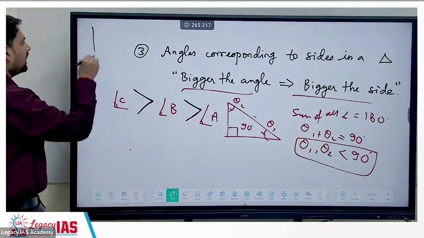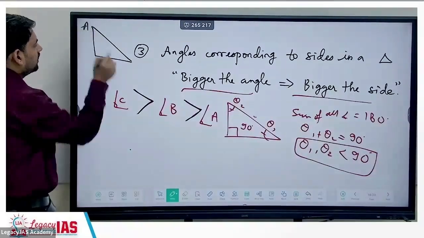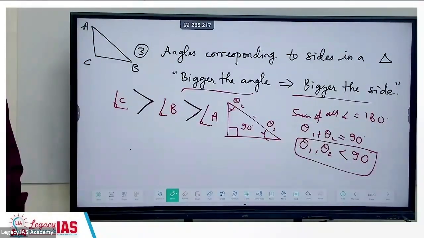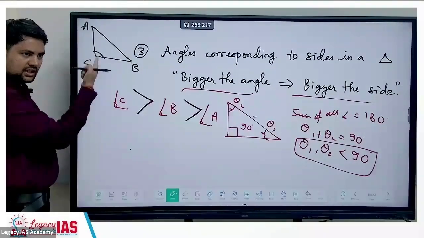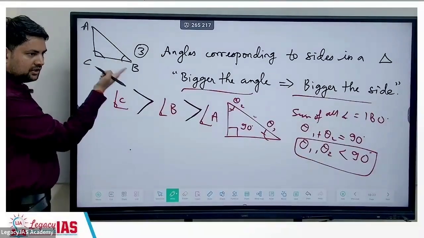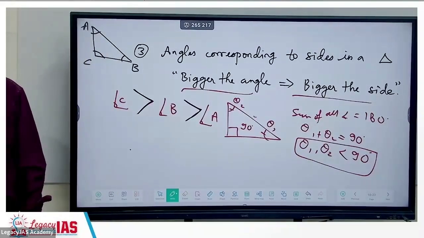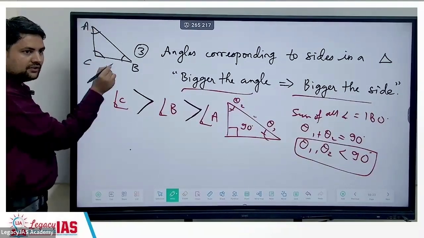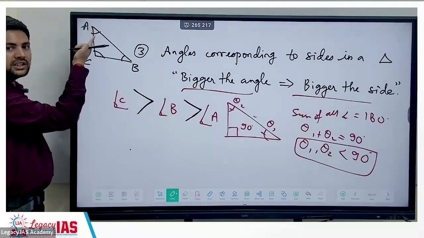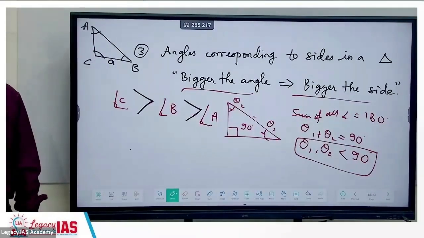Okay, so if I draw a triangle like this, let's call it A, B and C. Correct? So now this is angle C, this is angle B, this is angle A. How we write the length of sides is by the angle opposite to it. The side opposite to A, we will write small a as its length. This is the usual norm that we follow.